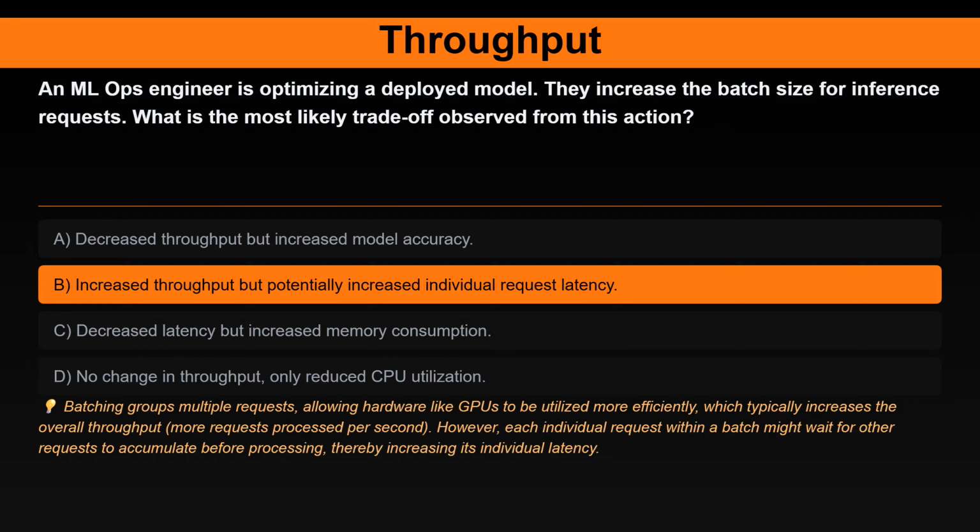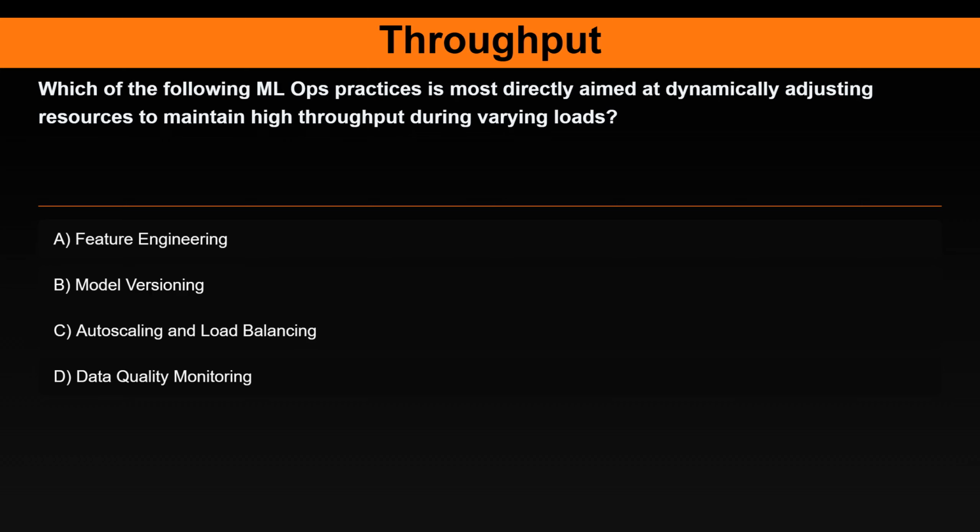The correct answer is, quote, increased throughput but potentially increased individual request latency. Here's the explanation. Batching groups multiple requests, allowing hardware like GPUs to be utilized more efficiently, which typically increases the overall throughput, more requests processed per second. However, each individual request within a batch might wait for other requests to accumulate before processing, thereby increasing its individual latency.